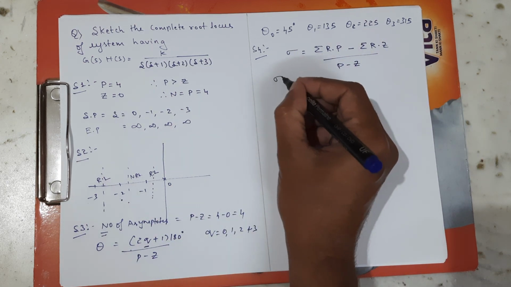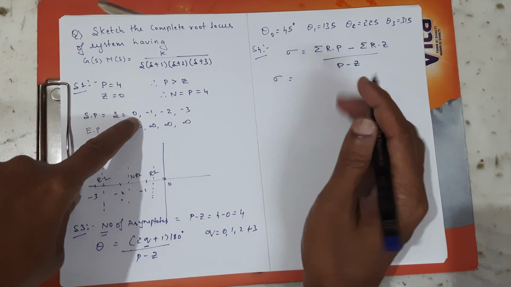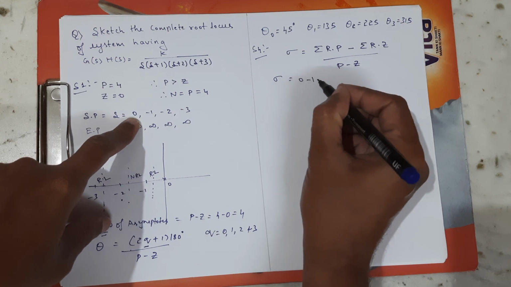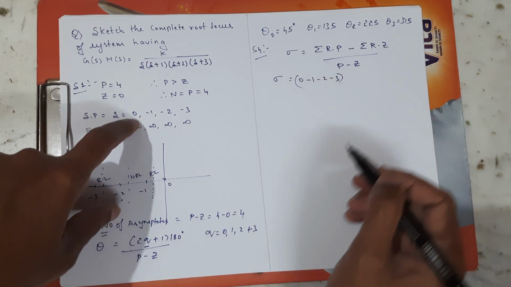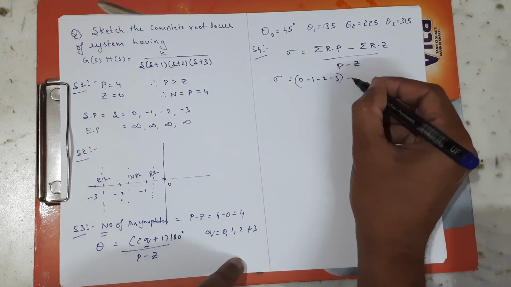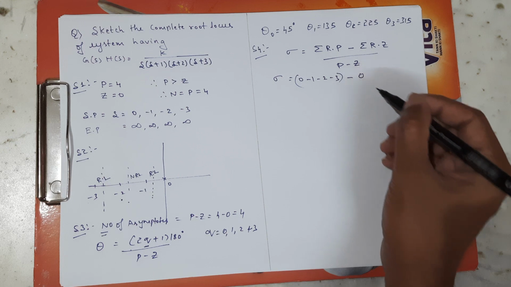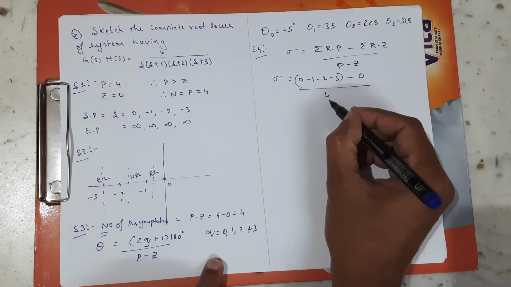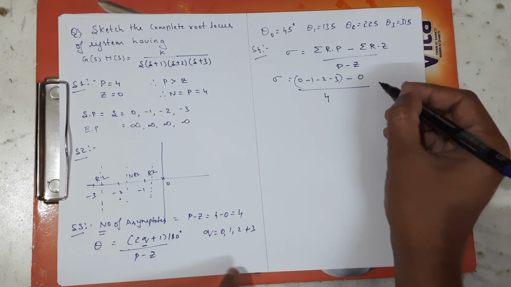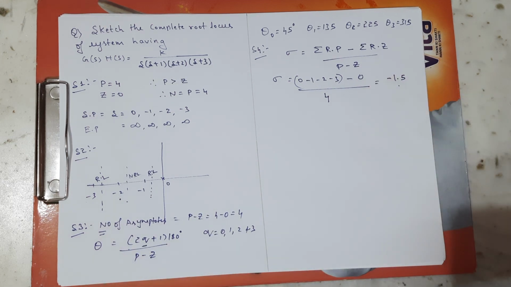Okay, so the centroid is equal to, what is the summation of the real part of poles? We have 0, minus 1, minus 2, minus 3. These are the real parts of the poles. Minus the summation of the real part of zeros. We don't have any zeros, therefore it is 0. P minus z, how much is this? 4. So therefore, what is the centroid? It is minus 1.5. So this is the centroid.